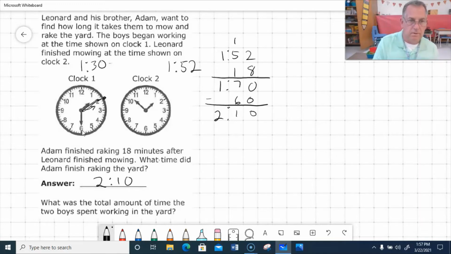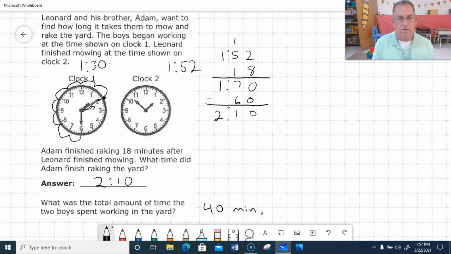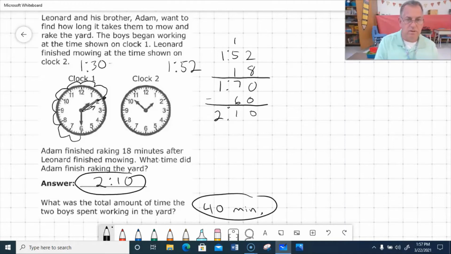So I could count by 5, so that's 5, 10, 15, 20, 25, 30, 35, and 40 minutes. So they would have worked for 40 minutes mowing and raking the yard. They finished at 2:10 and they worked for 40 minutes.